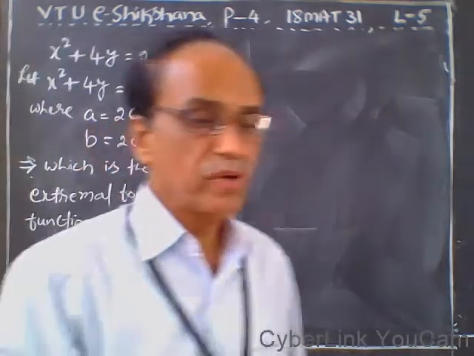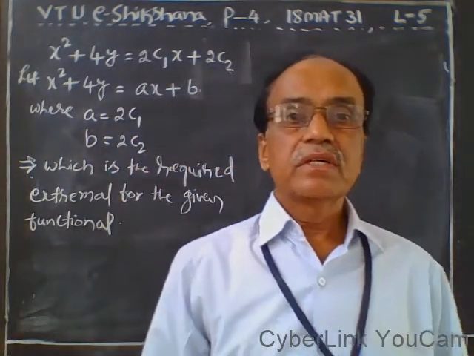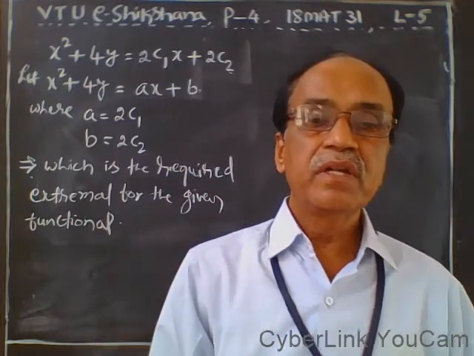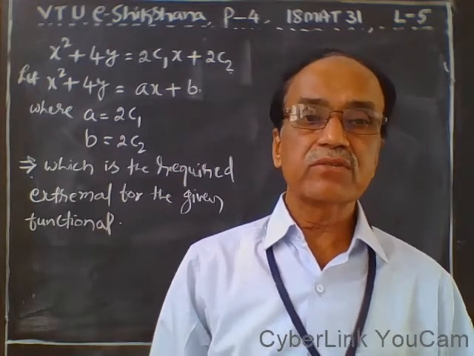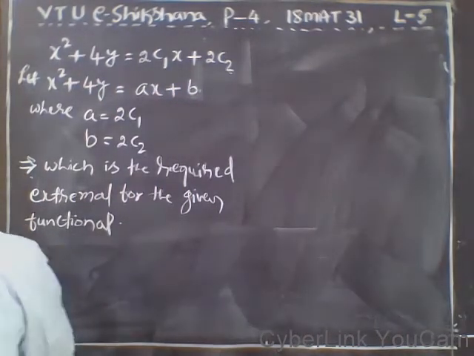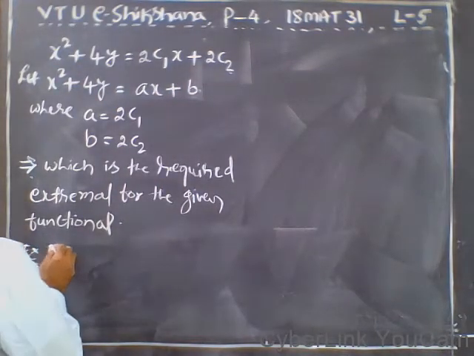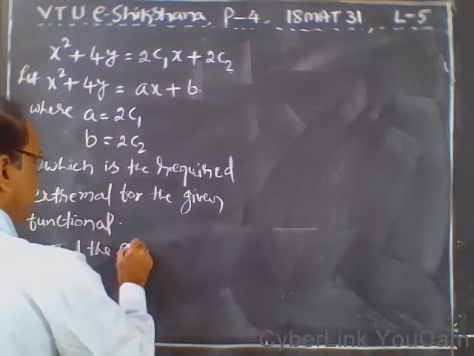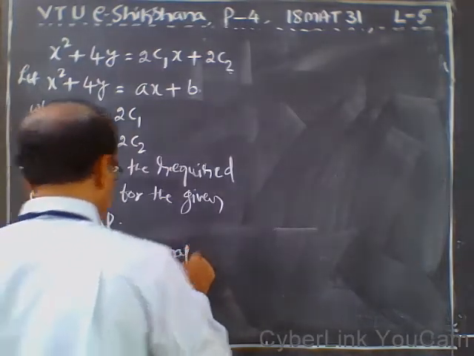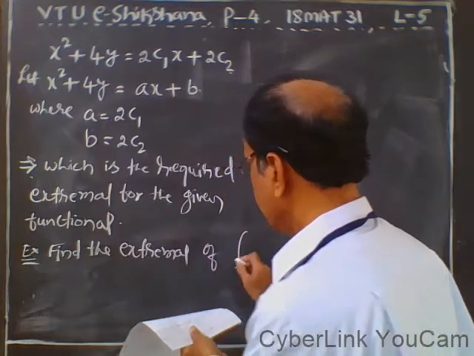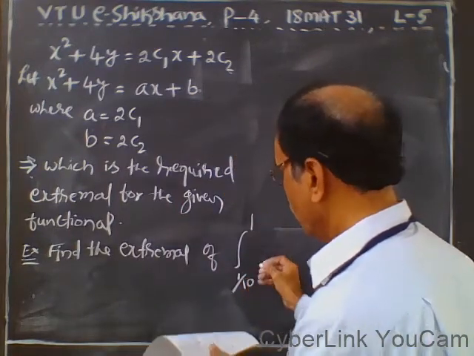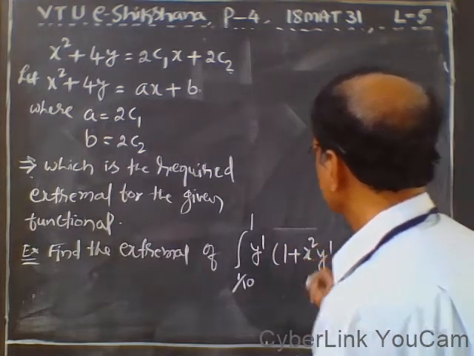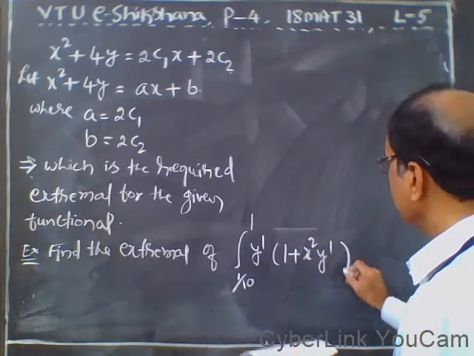Let us try another problem of the same type, and see how this functional is different from the functional which appeared in this problem. Let us see how another problem behaves in order to find out the extremal. Another example. Find the extremal of the integral from 1 by 10 up to 1 of y dash into 1 plus x square into y dash, that is dx.